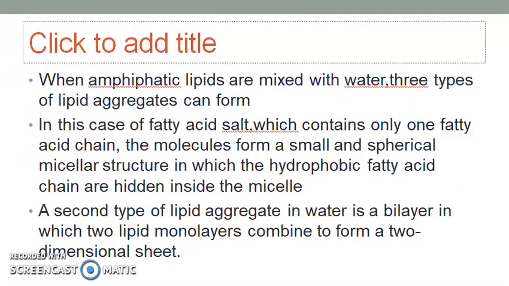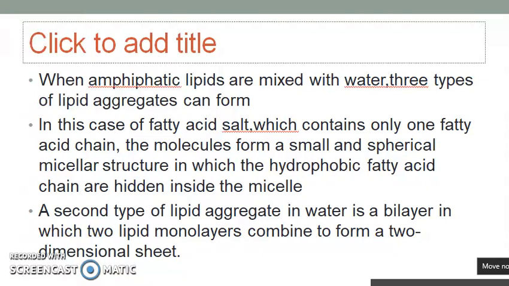Now, when amphipathic lipids are mixed with water, there are 3 types of lipid aggregates which form. In the case of a fatty acid salt, which contains only one fatty acid chain, molecules form a small and spherical micellar structure in which the hydrophobic fatty acid chains are hidden inside the micelle.